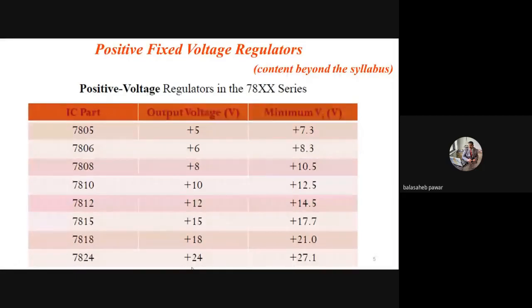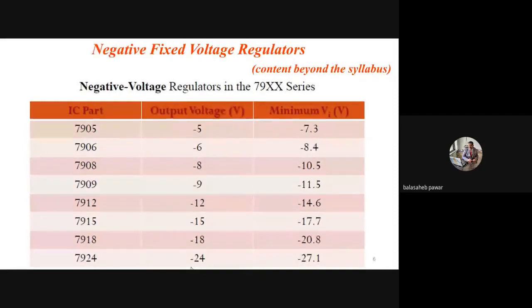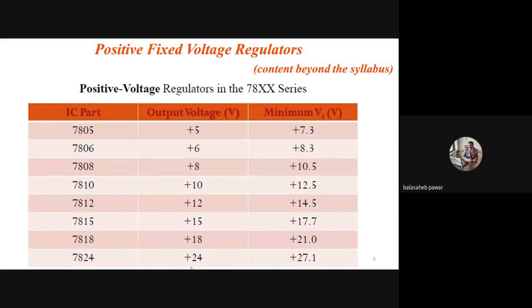Is it clear about minimum and maximum input voltage? Or shall I explain it again? Just let me know fast. Don't waste time. Shall I explain the minimum and maximum input voltage requirement for these voltage regulators, or shall I go ahead? Please don't waste our time. Sir, please continue. Please.